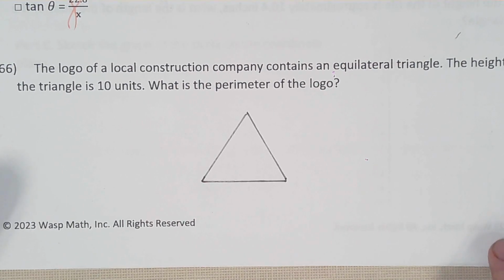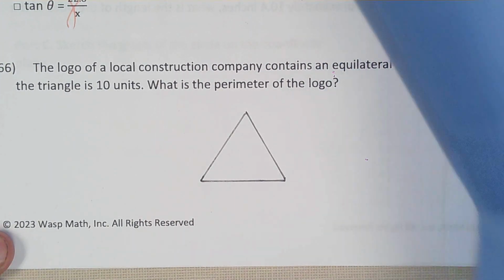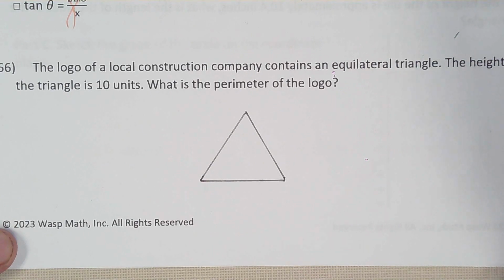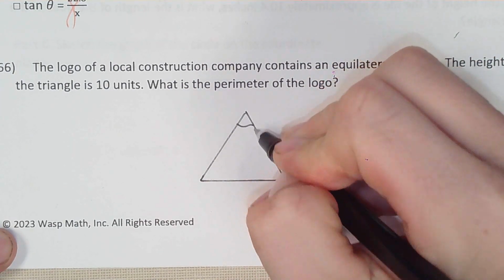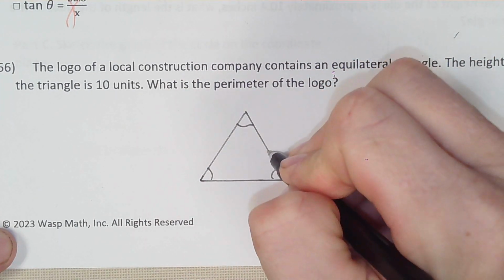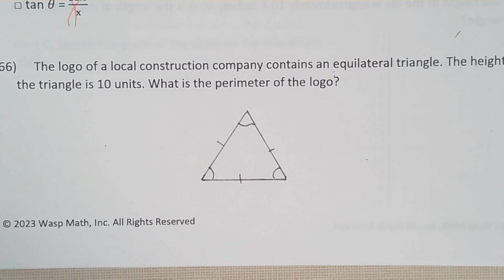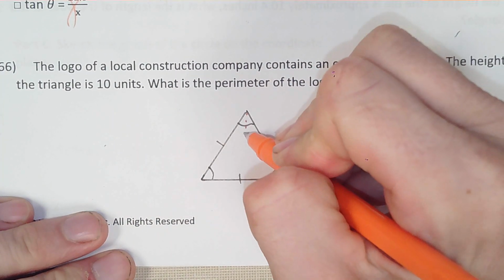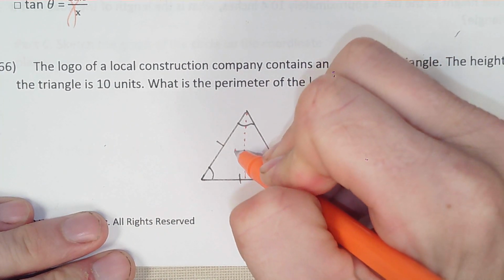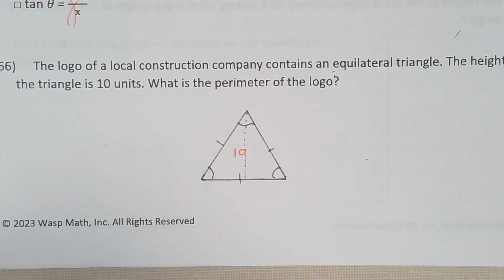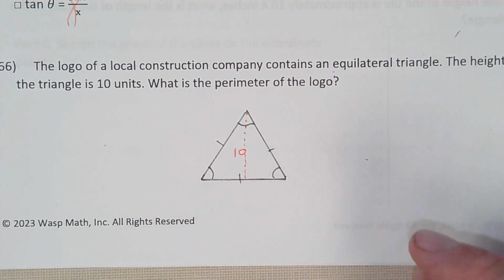Right, here's number 66, and hopefully I can get through the rest of them in this period. So we have a logo that is an equilateral triangle. It means that all these angles are the same, and all these line segments are the same. The height of this triangle, we're going to use this as orange, is 10 units. What is the perimeter of this logo?